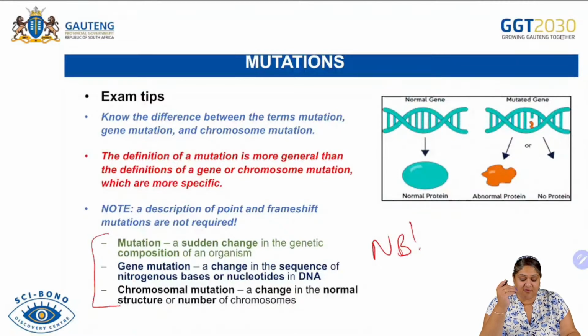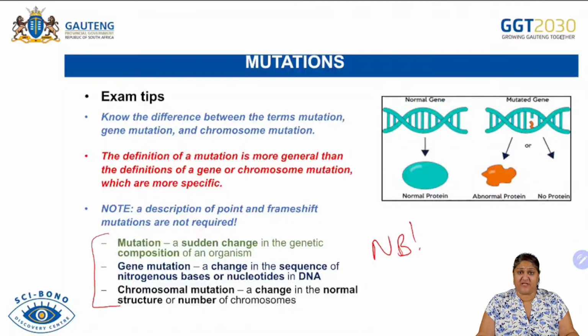The definition of a mutation is more general than the definitions of a gene or chromosome mutation, which are more specific. And also take note that the description of the point and frame shift mutations are not required. So you will see some older textbooks are mentioning these words. However, you do not need to know these and you don't need to know how they work.